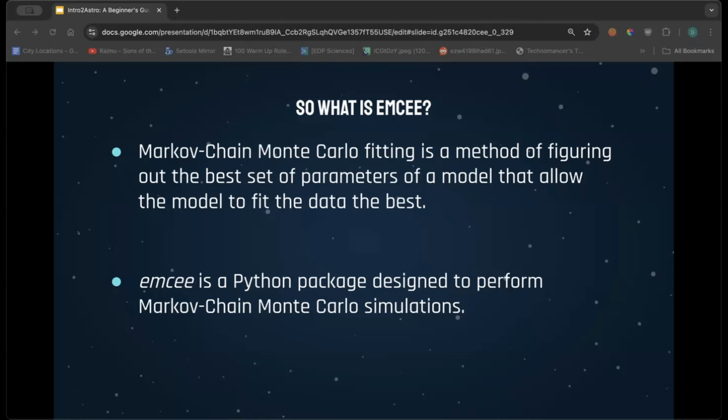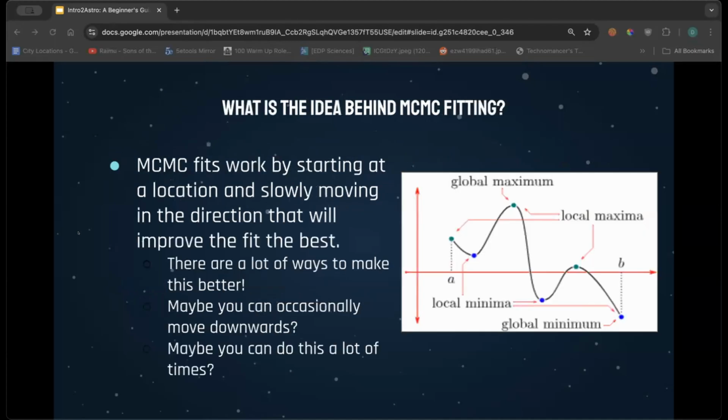There are a whole bunch of different ways to do this, but the one I'm going to focus on is probably the most common one that you'll use in astronomy. It's called Markov chain Monte Carlo fitting, also called MCMC fitting. So let's go ahead and talk about how it works.